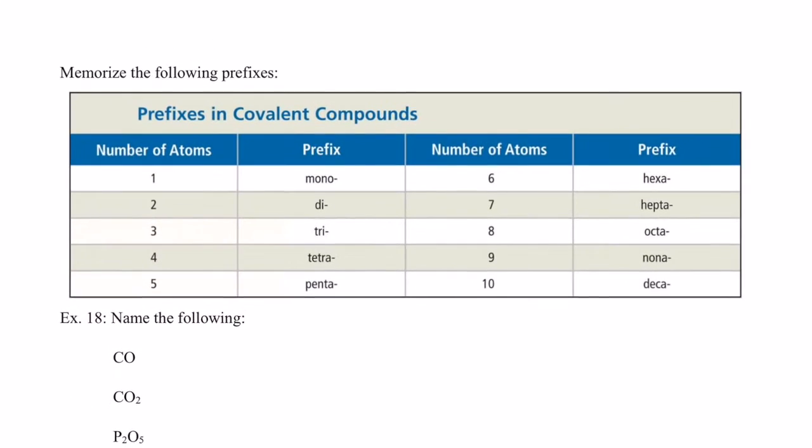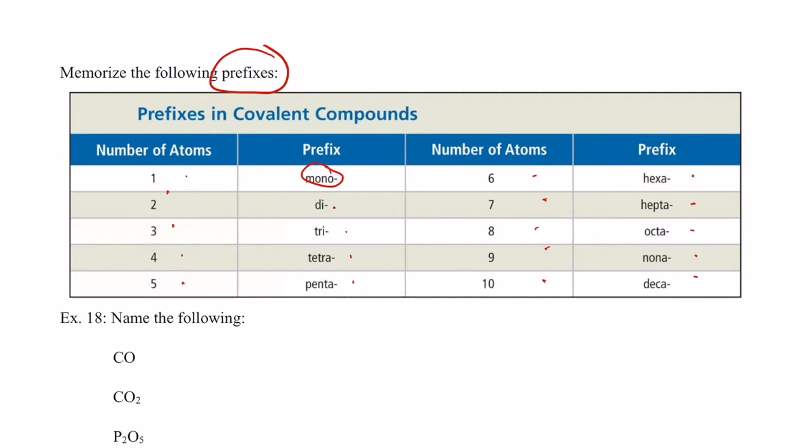So what you guys are going to have to do is memorize the following prefixes. You should know that the prefix mono means 1, di means 2, tri means 3, tetra 4, penta of course is 5, hexa is 6, hepta 7, octa 8, nona 9, and deca means 10.